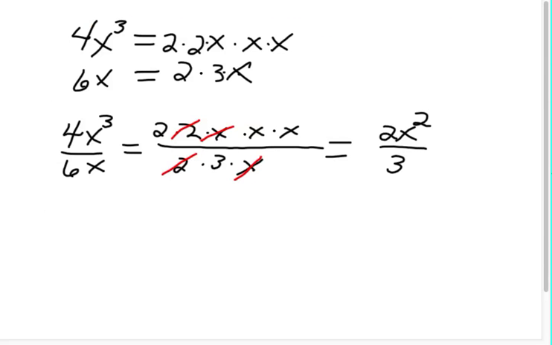So let's do another one, but this time let's throw in a negative number. So let's say I have 32x over 8xy, all right?